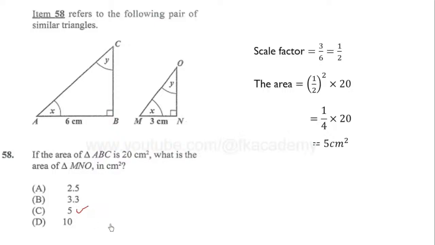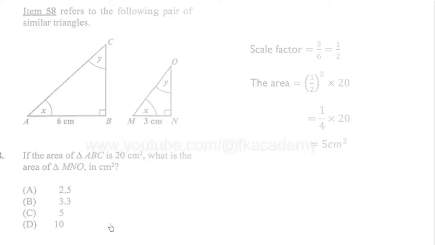Now let's look at item 59. Item 59 refers to the following diagram, which shows an enlargement. So OA prime, OB B prime, this line and this line are straight lines. Triangle ABC is mapped onto triangle A prime B prime C prime, this triangle, by an enlargement with center O. What is the scale factor of the enlargement?